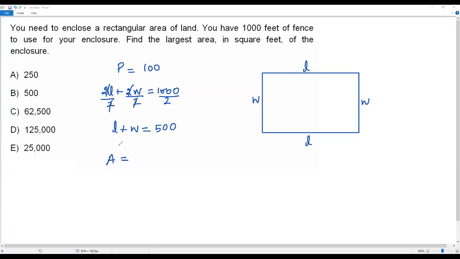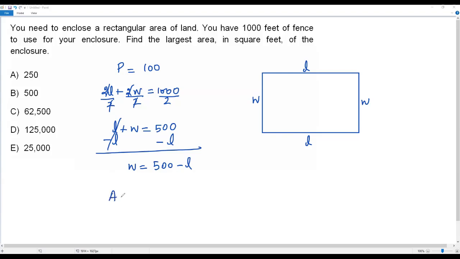Let's consider the equation we have over here and solve for either L or W in this equation. Let me solve for W. For that, I have to subtract L from both sides. When I do so, the negative L and positive L will cancel out. I am getting W = 500 - L.